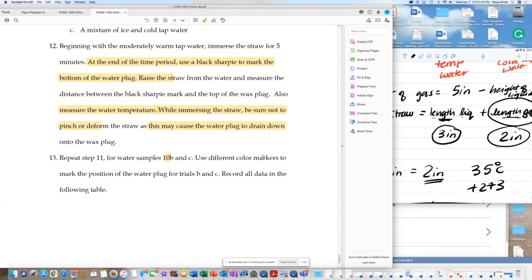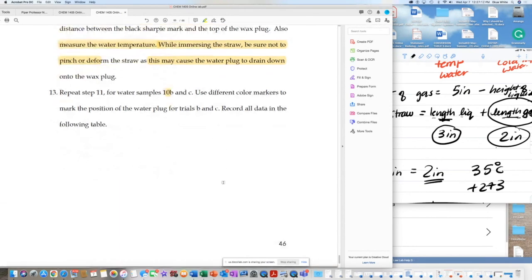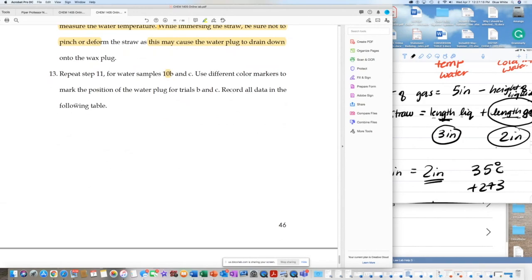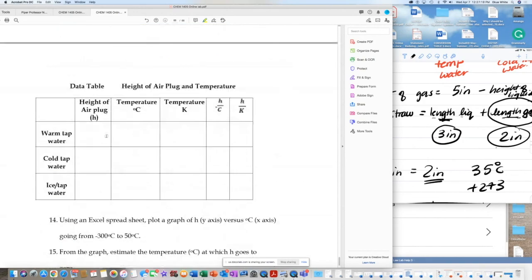You can use inches. I use inches because we already measured the straw in inches, and I don't want to do a conversion. If you want to use millimeters, you can do that too. It's really up to you. So once you have that, that's pretty much the end of the experiment. And it says record all the data in the table below.